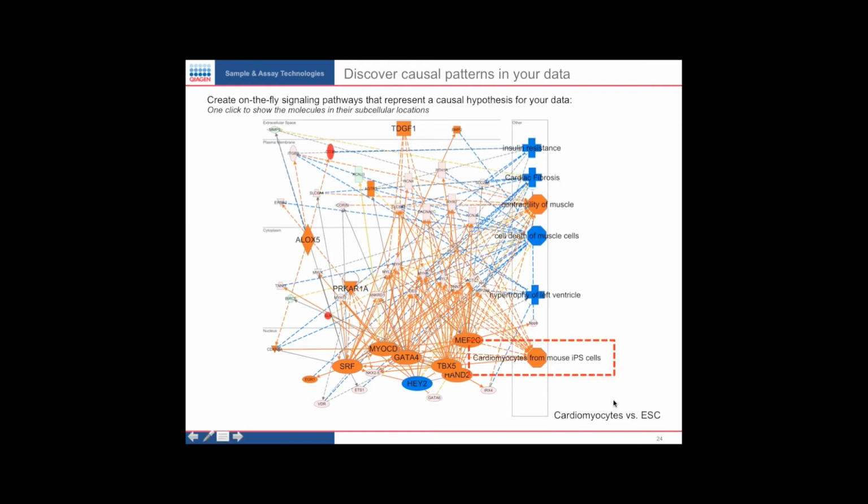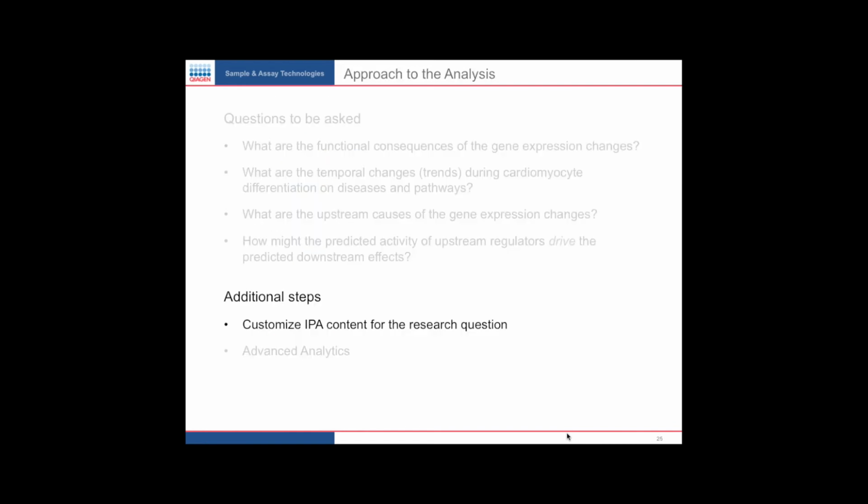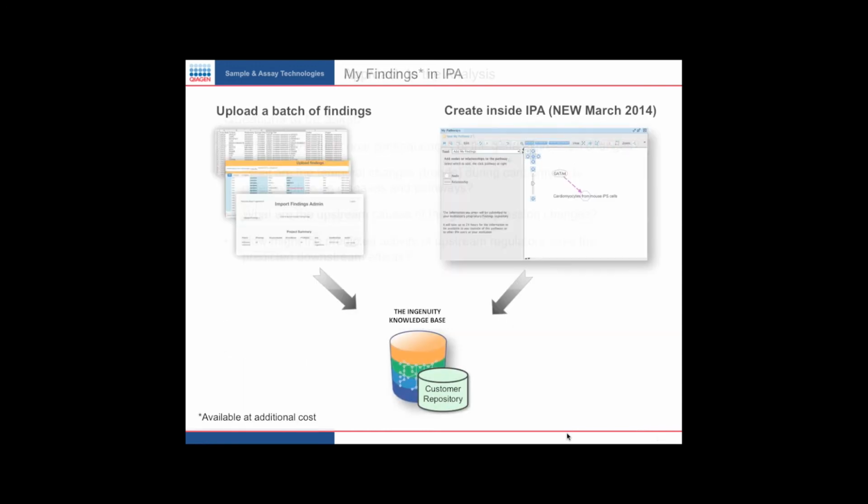And one of these, this function, is something that we put in ourselves using a new tool which we call My Findings in IPA. This is a custom finding. This didn't exist in IPA until we added it manually, and this is something you can do yourself to customize IPA for your research. And so I just want to show you quickly how that works. So this is customizing IPA for your own research. We call it My Findings. You have a way of uploading a batch of findings in a spreadsheet format.